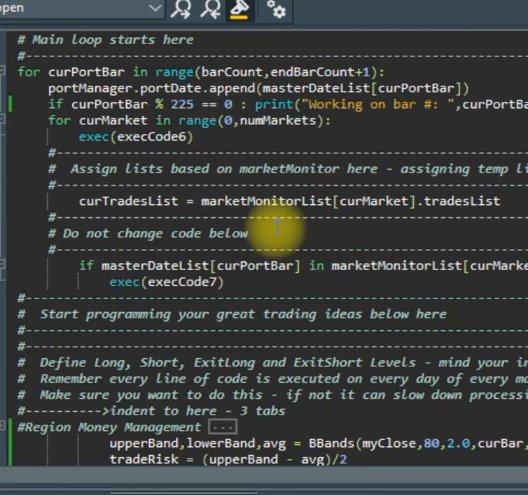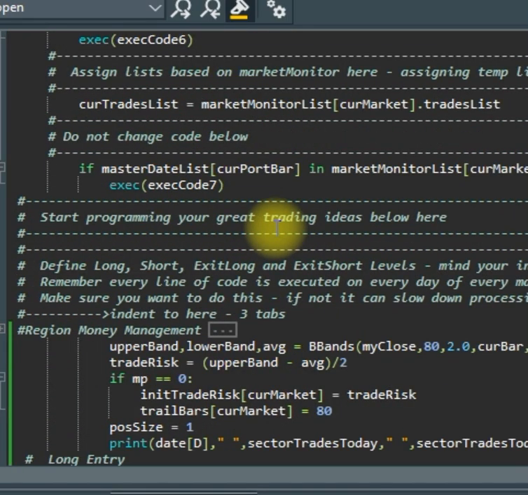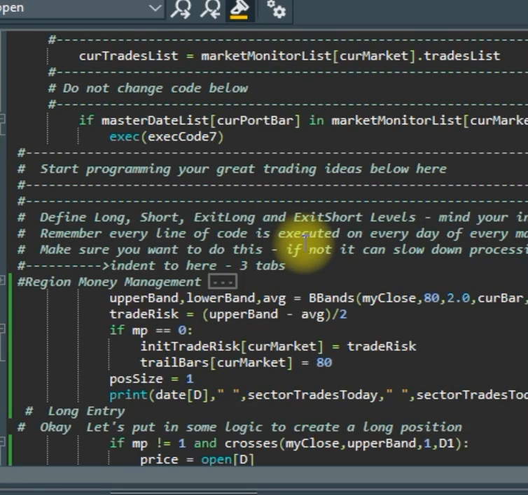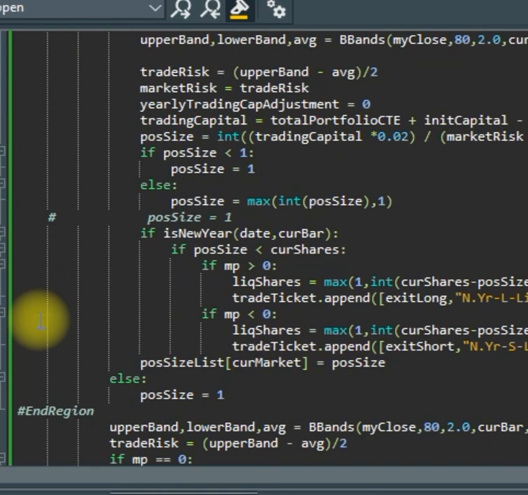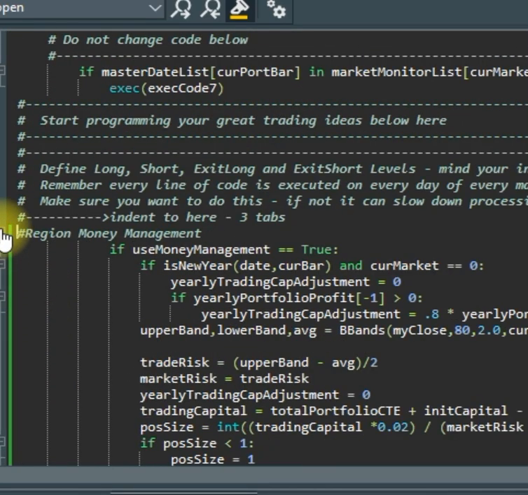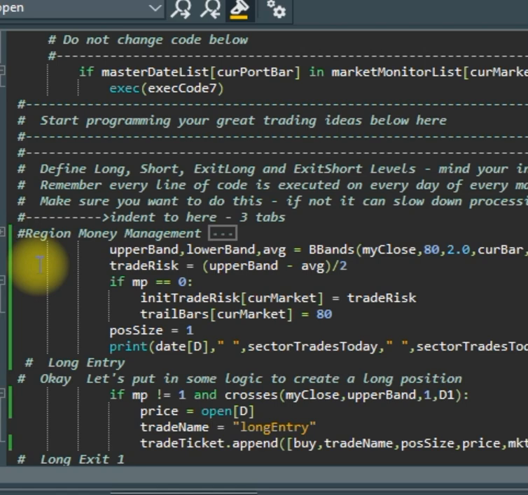If we were, I'll show you something real quick, which is cool with PyScripter and many of the IDEs out there that allow code collapsing. Here's a bunch of code that you don't see. It's in a region, and you can tell because it's got dots. But if I were to expand that, there's a bunch of money management code. But you can easily collapse that so it keeps you from being distracted when you're doing your initial programming.